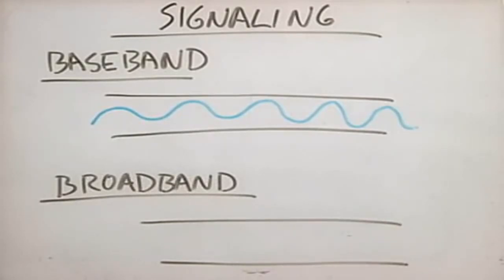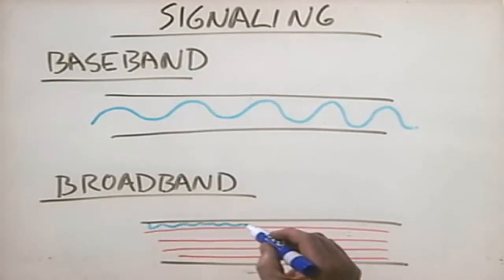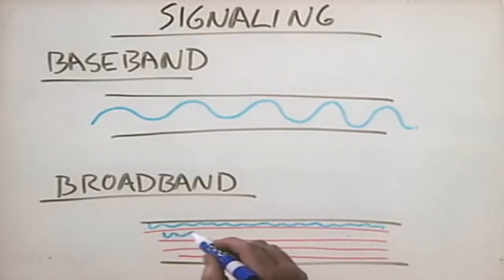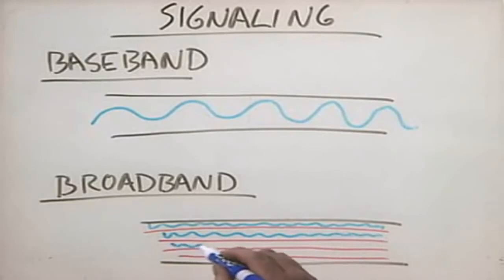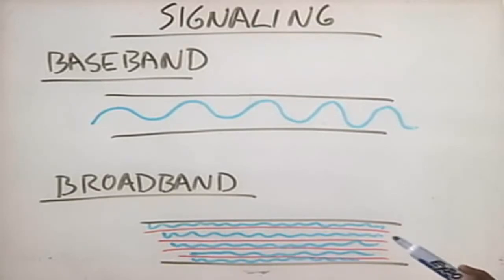Broadband signaling, on the other hand, divides the network medium into multiple channels. With broadband signaling, you can have multiple signals all being transmitted on the same network medium at exactly the same time. Want a good example of broadband signaling? Think of your cable TV system. If you have cable TV, you have channel 2, 4, 5, 6, 7, etc. You have multiple signals all using the same cable at the same time.